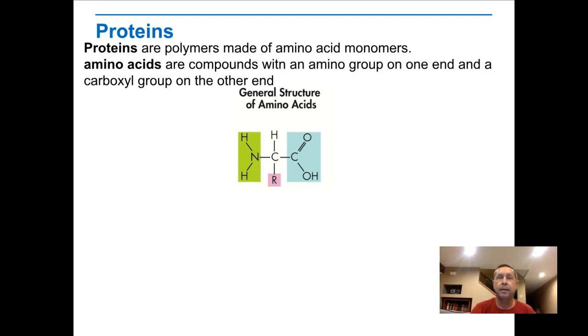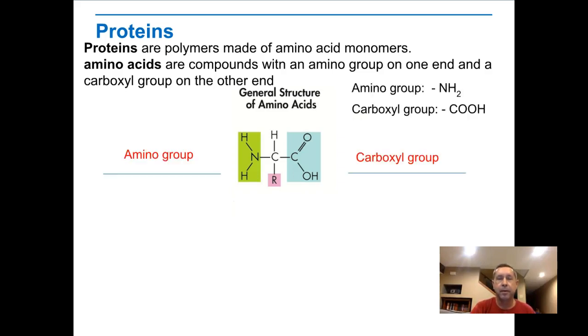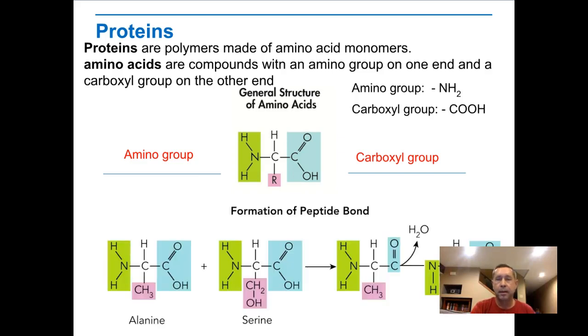And the last type of organic molecule are the proteins. They are polymers made up of building blocks called amino acids, which are compounds with an amino group at one end and a carboxyl group at the other end. So here's the general structure of an amino acid. They're joined together by a special type of bond called a peptide bond.